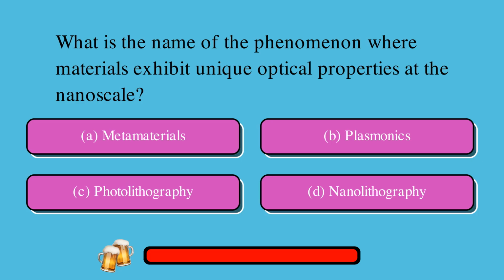What is the name of the phenomenon where materials exhibit unique optical properties at the nanoscale? Is it A. Metamaterials, or B. Plasmonics, or C. Photolithography, or D. Nanolithography? The correct answer is B. Plasmonics.